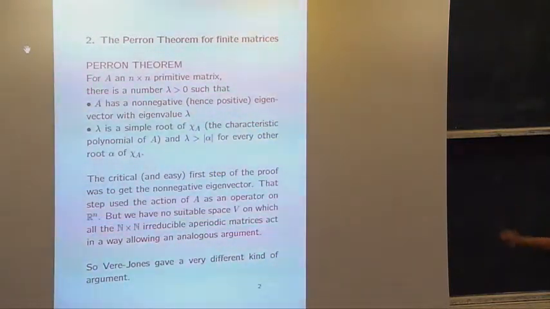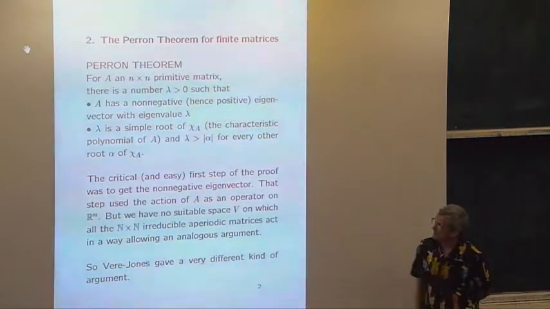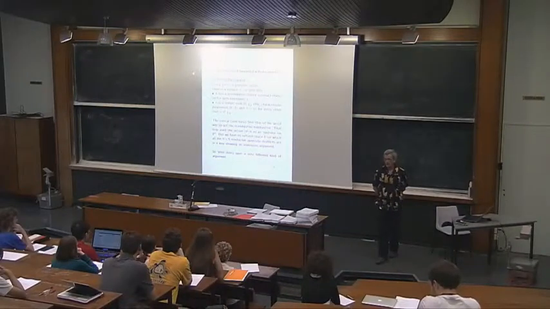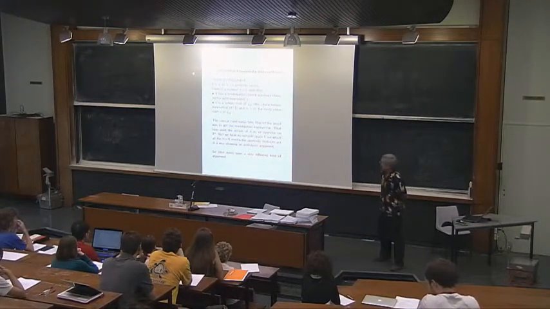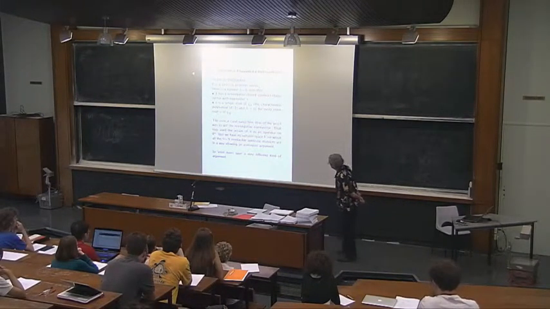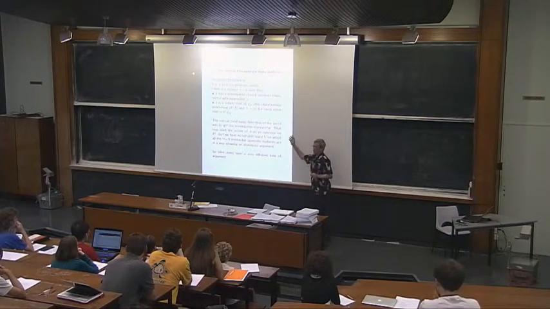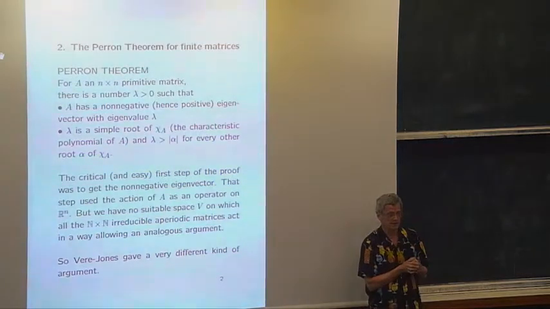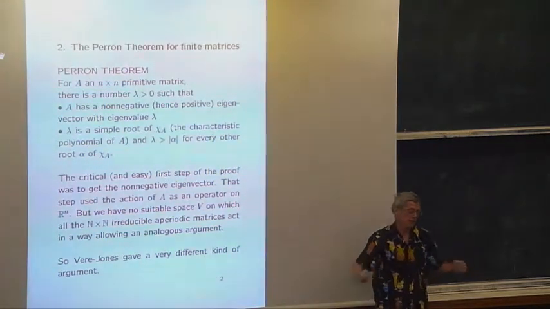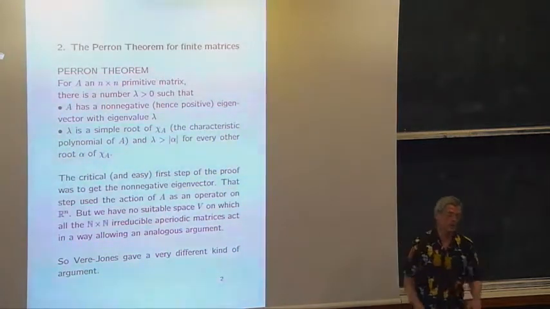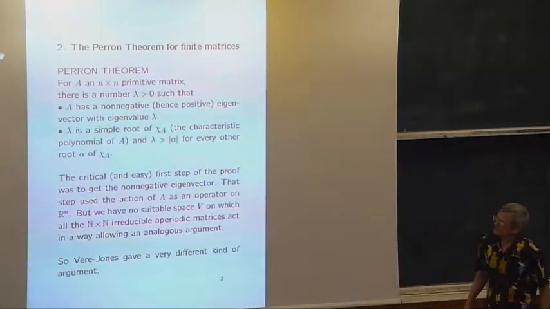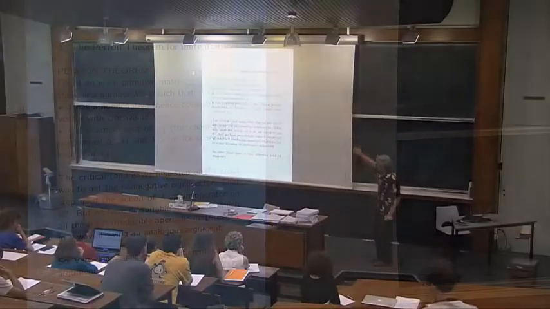Also, this lambda is a simple root of the characteristic polynomial, and it's strictly greater than the modulus of every other root of the characteristic polynomial. Okay, so that's our Perron theorem. Now the critical step, the first step, was to get that non-negative eigenvector. That was easy for us, right? We just used the Brouwer fixed point theorem. There are other ways to get it, but this is not so hard for a finite matrix.